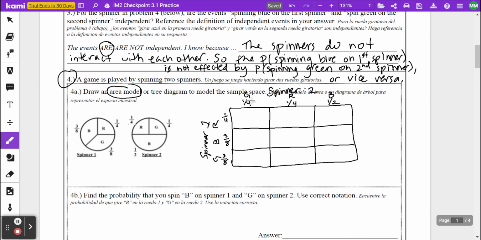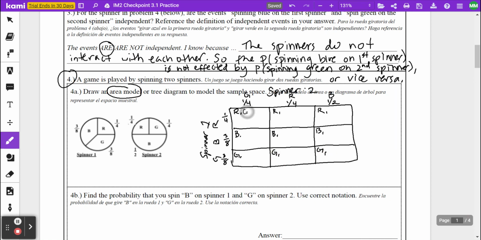Spinner 1 is first, so I'm going to put all of the spinner 1 letters first. So R, R, R. Blue, blue, blue. Green, green, green. And let's be clear, this is R1, blue 1, blue 1, blue 1, green 1, green 1, green 1. And then I'll do these.